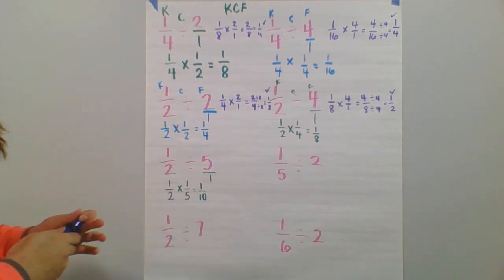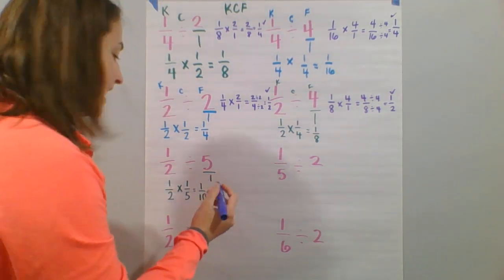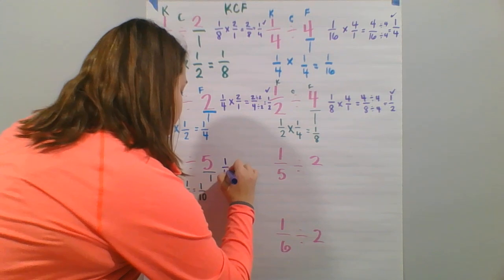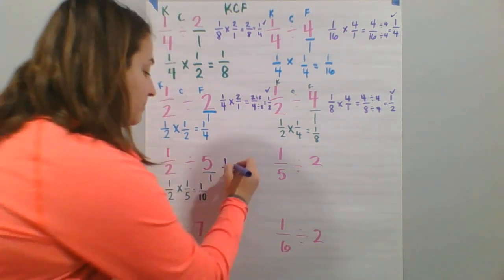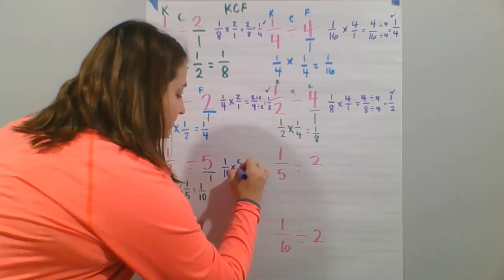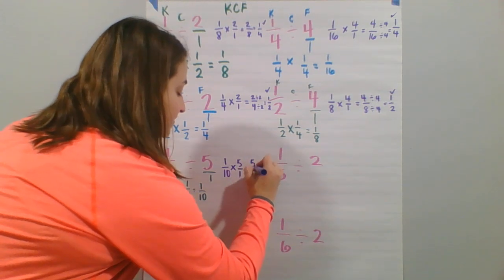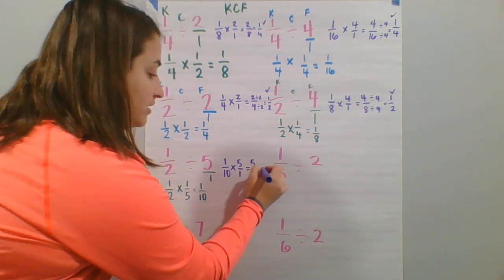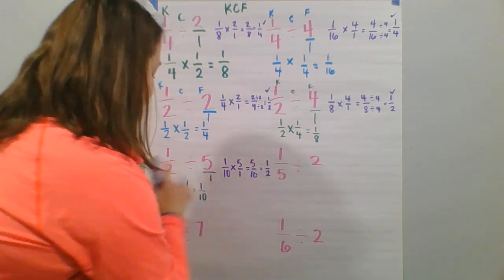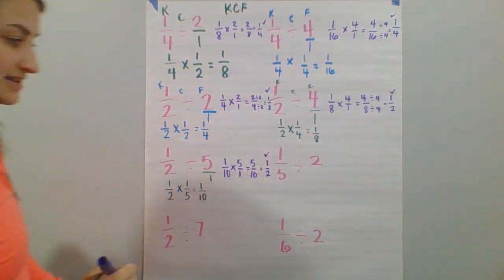So then we're going to check our answer, make sure that 1/10 is correct. 1/10, we're going to multiply it by our whole number, which is 5/1, which gives us 5/10. And we know that 5 is half of 10. So that is correct.